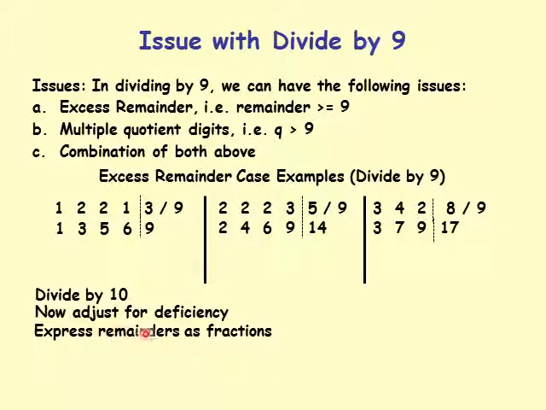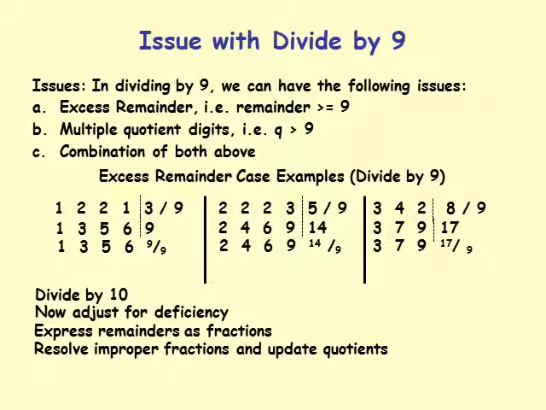So express the remainder as a fraction. That means this is 9 divided by 9, since we were dividing by 9. This is 14 divided by 9, and this is 17 divided by 9. These are improper fractions here, so we resolve them. This is 1, remainder 0. This is 1, remainder 5. This is 1, remainder 8.